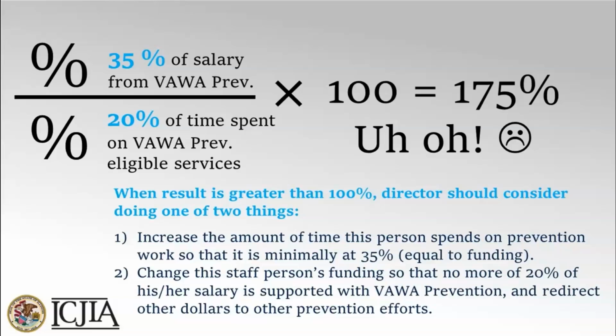My other option is I can say to myself, well, this person only spends about 20% of their time doing prevention work, so I'm only going to have my VOCA grant support 20% of this person's salary. That would have you on target with the grants and making sure that you're only doing the allowable work with that money. So those would be the two options you'd want to consider.